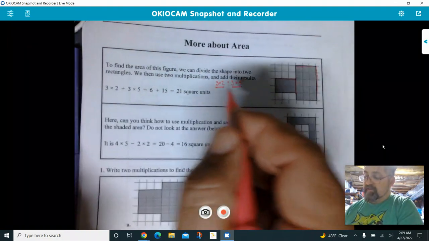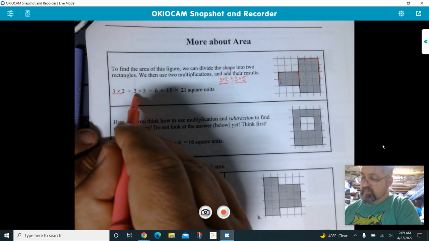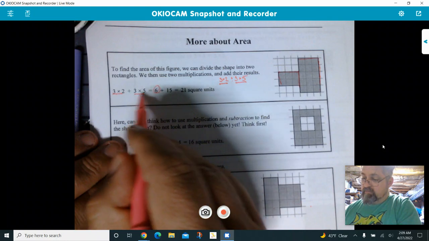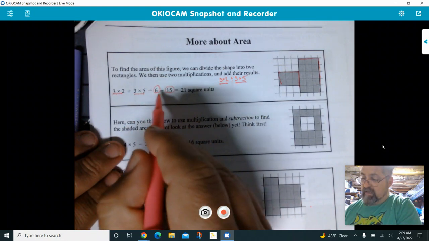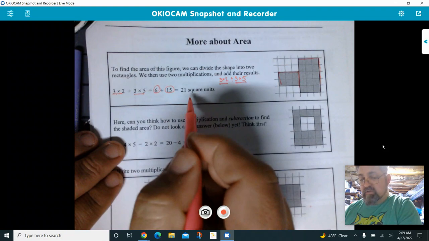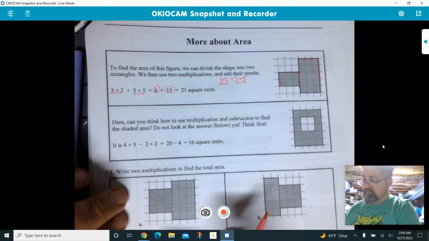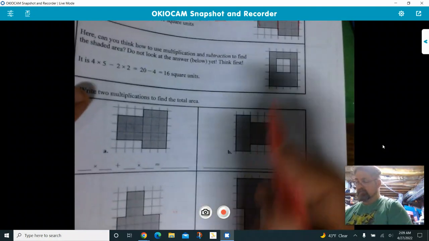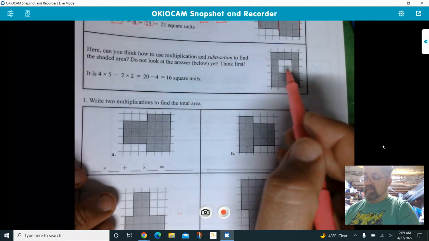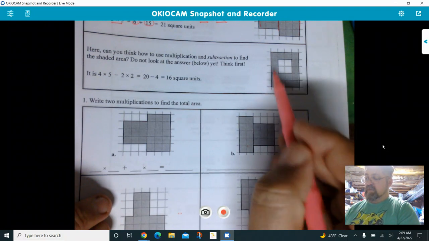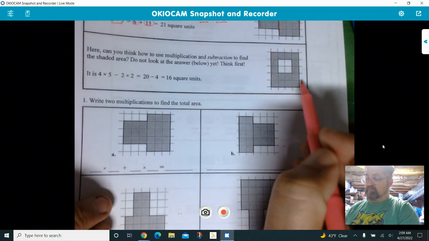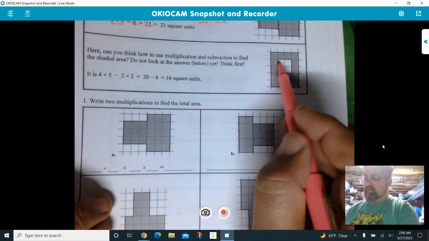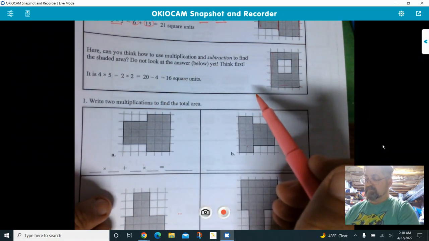Okay? They've already done that for us over here. 3 times 2 plus 3 times 5. 3 times 2 gives us 6, plus 3 times 5 is 15. 6 plus 15 equals 21 square units. Not too shabby. It kind of works the same way, except this would be like subtraction, takeaways. You figure out your area for the big box and then subtract out the area for that centerpiece.